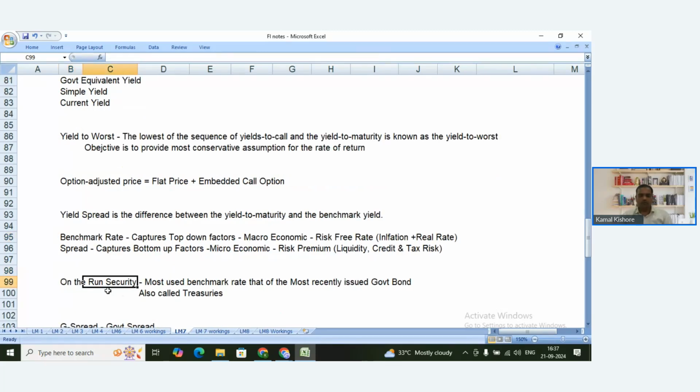So on the benchmark security, basically, this is your government bond. A recently issued government bond whose interest rate we use as the benchmark rate, also called treasury bonds. We are trying to understand the jargons. Treasury bonds means more than 1 year maturity. T-bills are generally less than 1 year maturity. T-bill is your money market. This one is capital market.